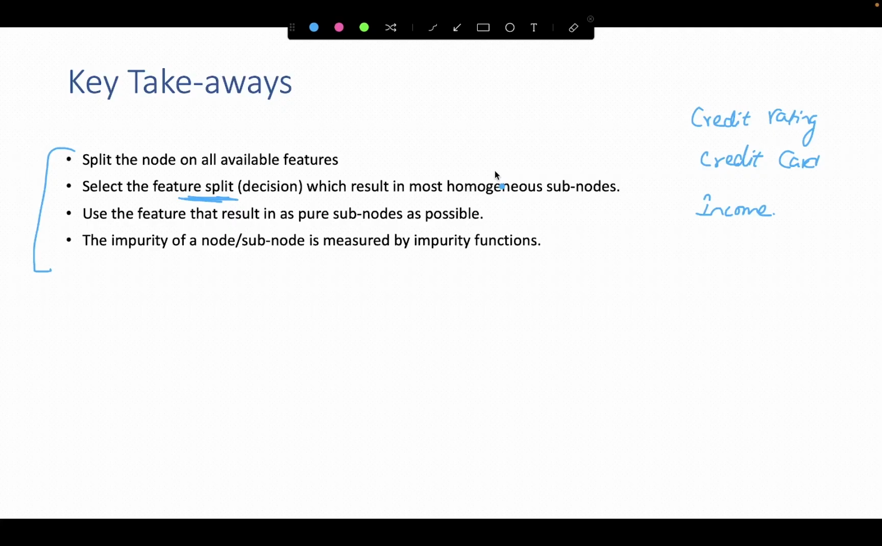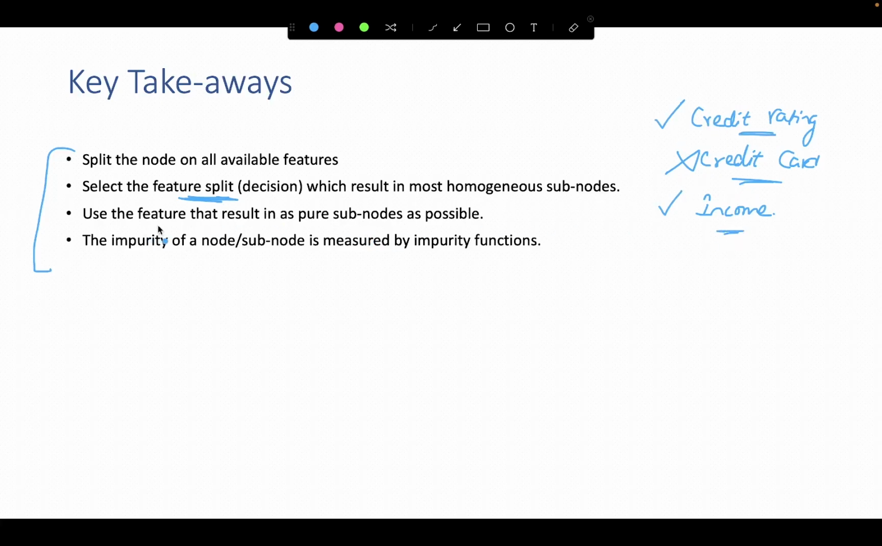From the previous exercise that we conducted, we understood that credit card did not provide homogeneous subnodes. It provided non-homogeneous subnodes for whatever subgroups we tried to assess. We straight away rejected that as an improbable feature split. So we were pretty much confused about what could be the right feature split between credit rating and income.